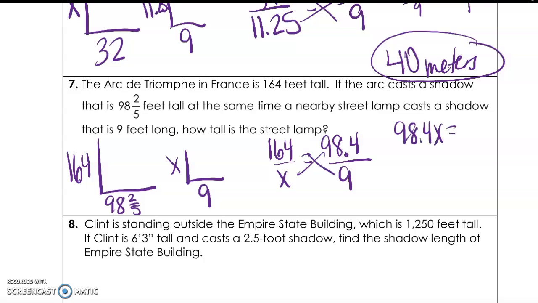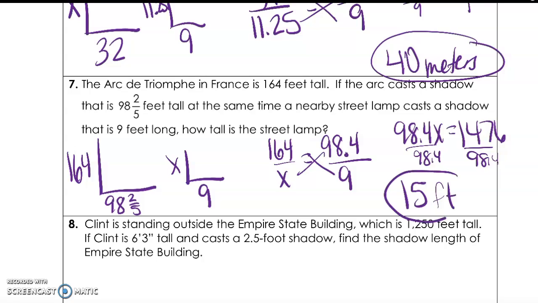98.4x is equal to 1476. And we divide, and we get 15 feet is how tall that lamp is.